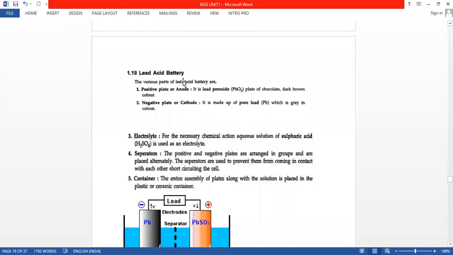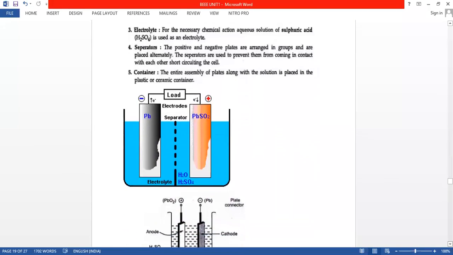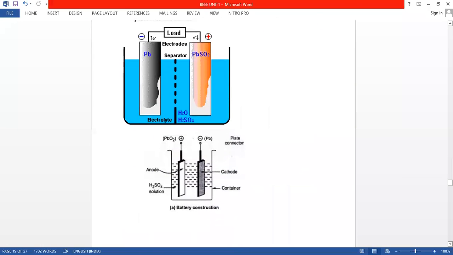So for the lead acid battery, what is the new thing we are going to write? I am showing you the diagram first, and this diagram you have to draw. Yesterday I showed you how to define a battery, the lead acid battery and the lithium ion battery. Here the load means the bulb. This is the diagram given in your textbook. All the textbooks are very old, so we have modified the diagram. We can draw anything in the examination.